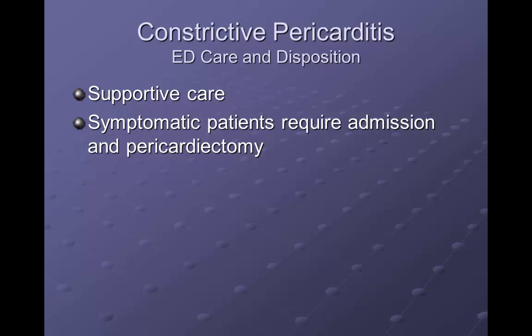Treatment for constrictive pericarditis, again, due to the associated illnesses or etiology, is treating the underlying etiology. Many patients that are symptomatic require admission and pericardiectomy, so basically removing the fibrotic tissue through surgery.